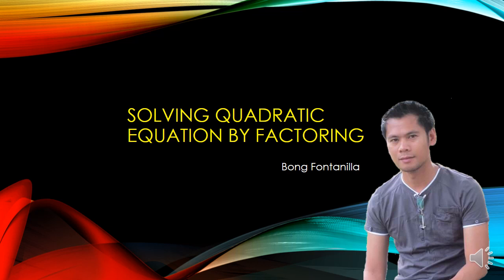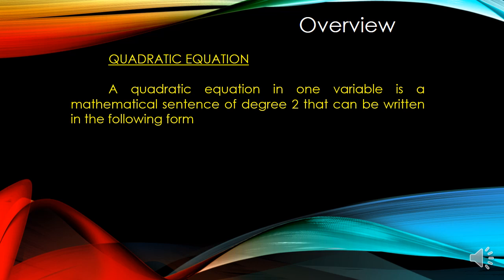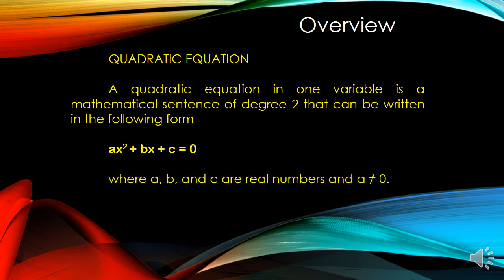This time, we are going to talk and discuss about solving quadratic equation by factoring. An overview about quadratic equation. A quadratic equation in one variable is a mathematical sentence of degree 2 that can be written in the following form: ax squared plus bx plus c equals 0, where a, b, and c are real numbers and a is not equal to 0.